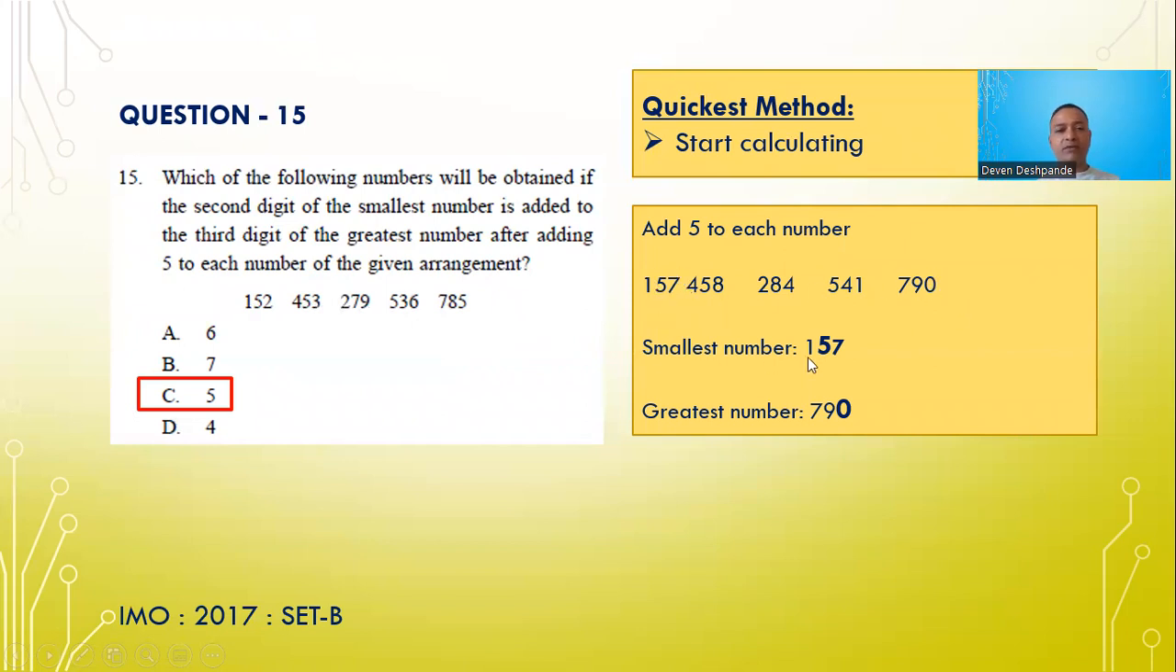Smallest number is 157. The second digit is 5, and the greatest number is 790. The third digit of the greatest number is 0, isn't it? What is 5 plus 0? You have to add these numbers. 5 plus 0 is 5. So the option is C.